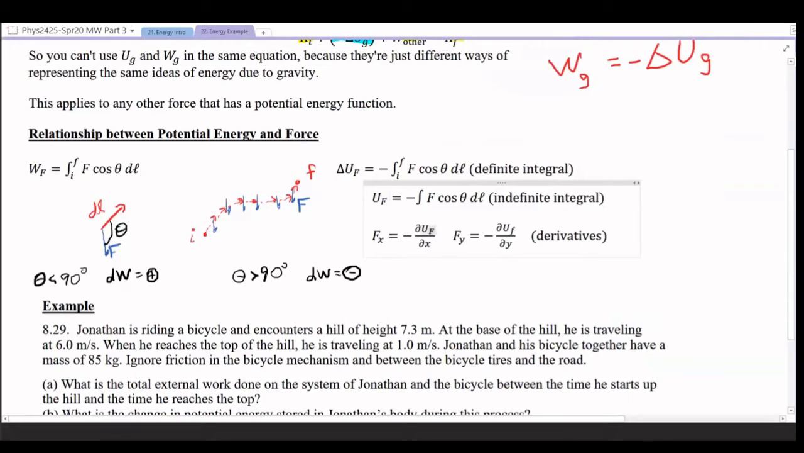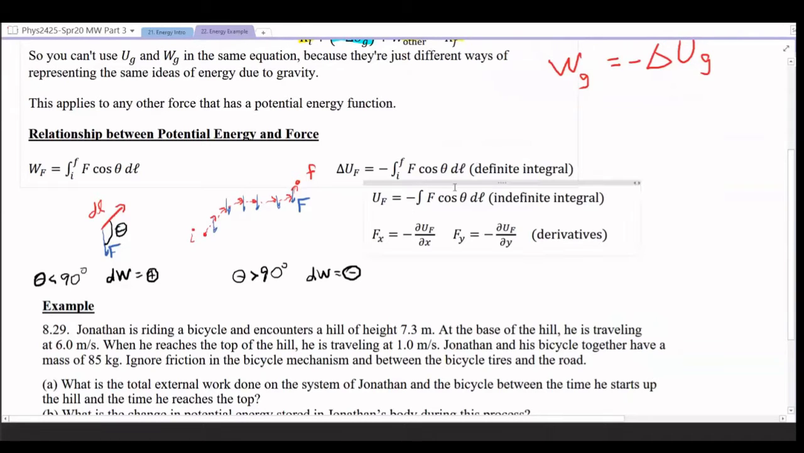And when you're talking about work, or when you're talking about a change in potential energy, you're talking about a process, a definite process that goes from one place to another. Your object follows a path from one place to another. At the initial point, there's an initial time. At the final point, there's a final time. And that can all be described mathematically.